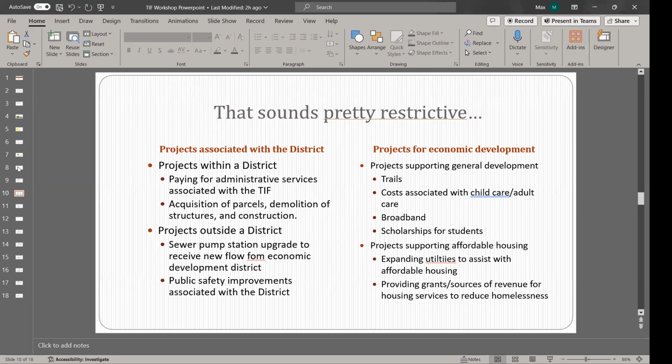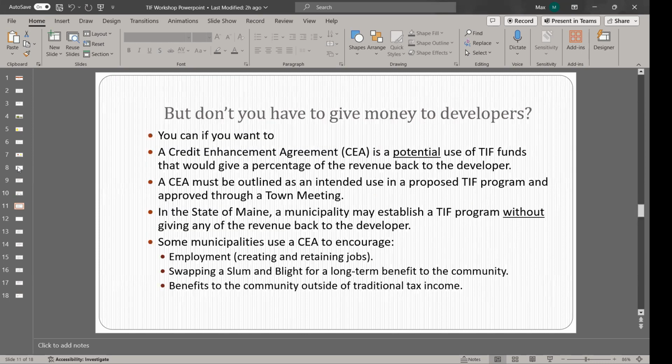And then just some general economic projects: trail systems, costs associated with childcare and adult care, broadband, scholarships for students so that they can go into workforce training to benefit local jobs in your area. And then projects supporting affordable housing, expanding utilities to assist with the affordable housing. And if there's a local group that's specialized in assisting the reduction of homelessness, that is also an eligible expense.